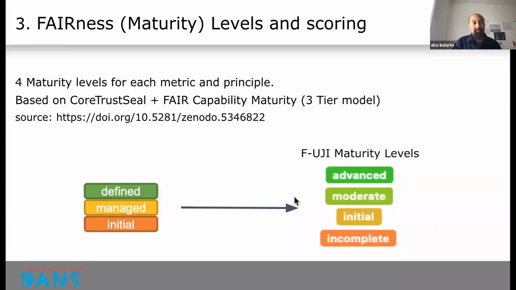the initial level. All levels above initial are calculated as the rounded mean of the metric scores for a given principle. The overall FAIR level for a given research data object would analogously be calculated as the rounded mean of all principle scores.